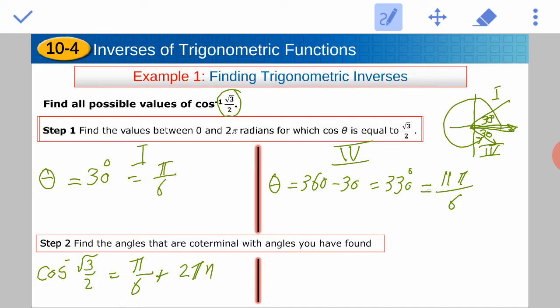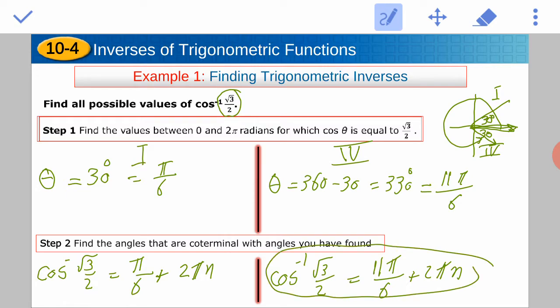And now what are the coterminal angles with this angle? So the possible answers of inverse cosine square root of 3 over 2 are equal to the angle 11 pi over 6 plus 2 pi n. Okay guys, so this is all possible values of the inverse cosine of square root of 3 over 2.